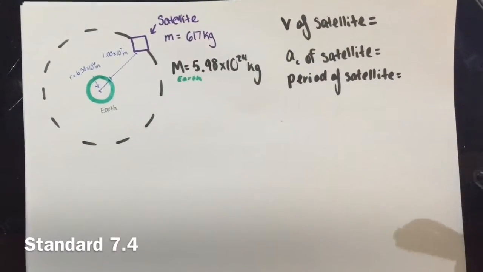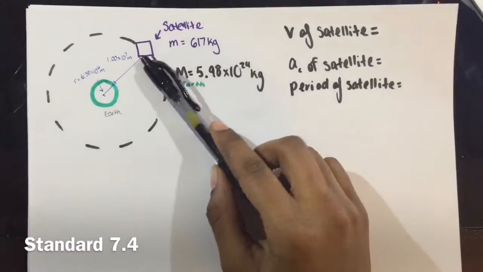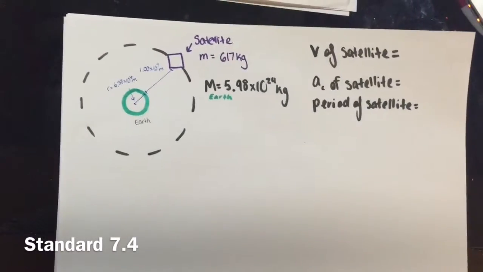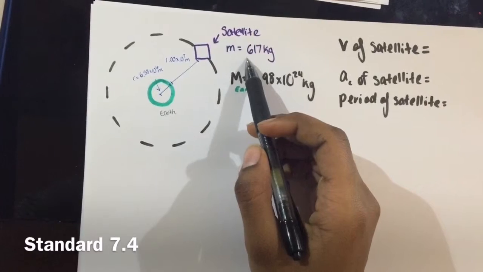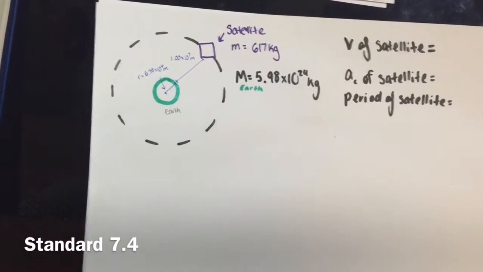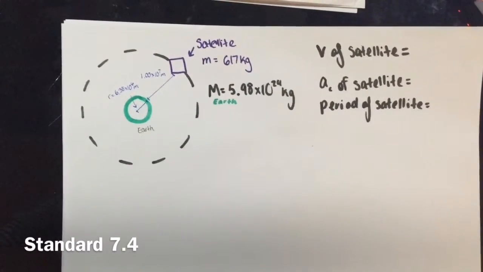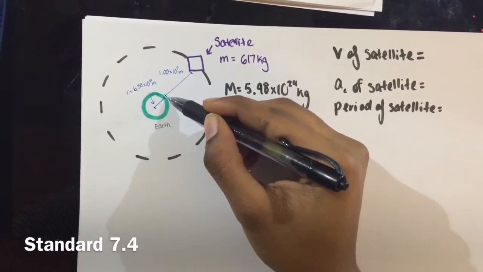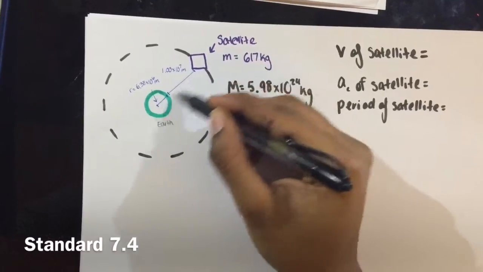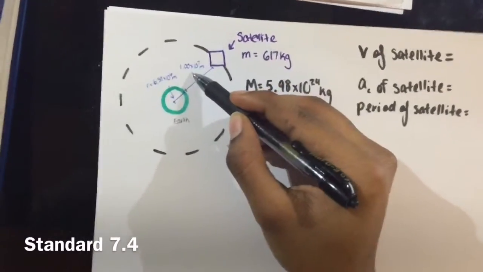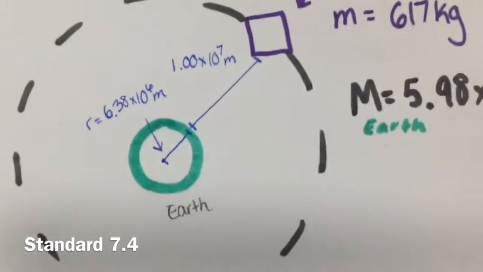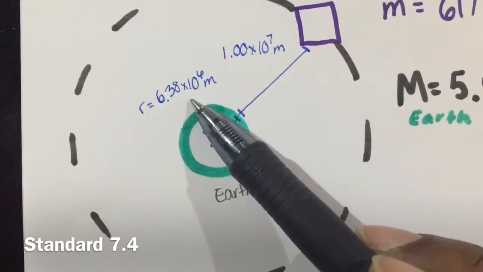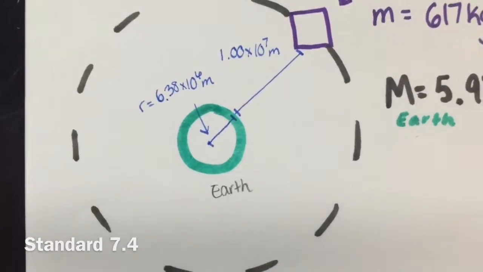In this video, we're going to solve for the velocity of the satellite, the acceleration of the satellite, and the period of the satellite. Our givens are that the mass is 617 kilograms, the Earth's mass is this number, and the distance from the surface of the Earth to the orbit of the satellite is this number, and this is the radius of the Earth. This number is on the reference table.